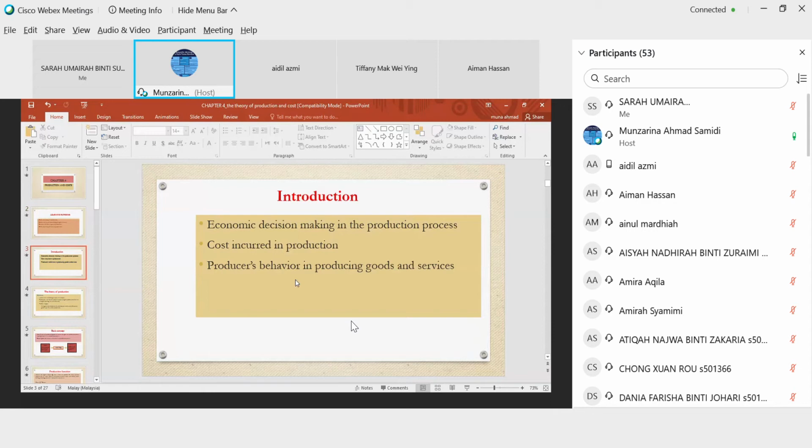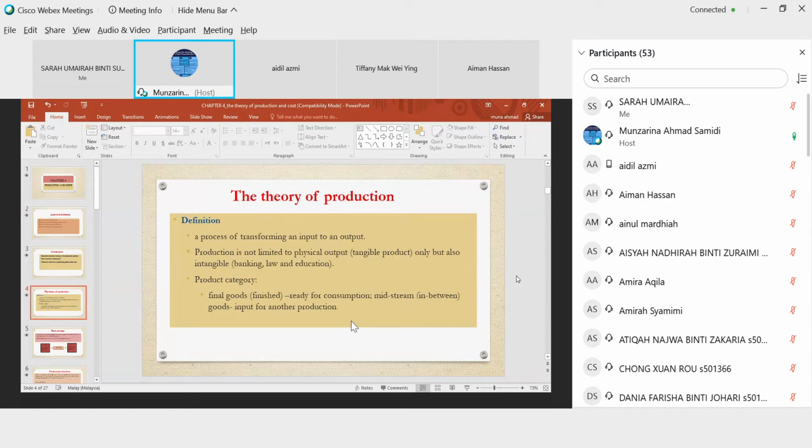So what is production? We know that production is important in the economy, because the production process involves decision making. Decision making has much to do with the production process. So firms decide how to produce, and this relates to behavior when they are using goods and services.